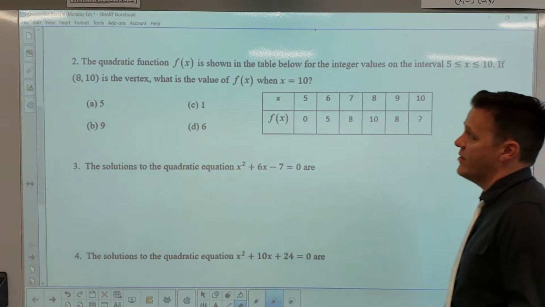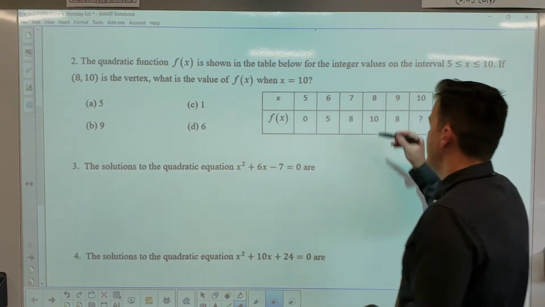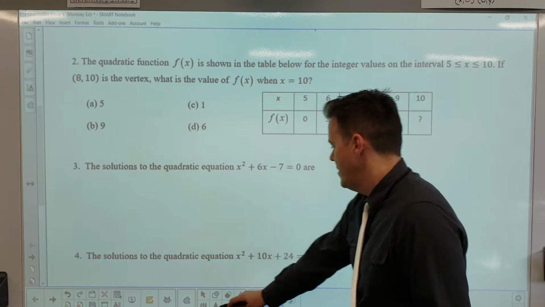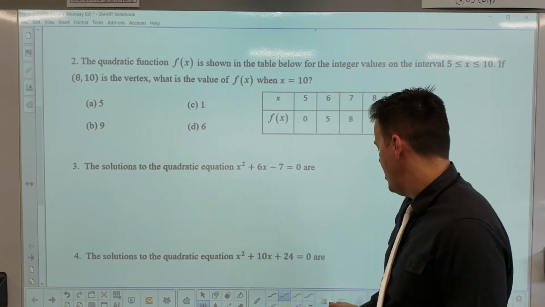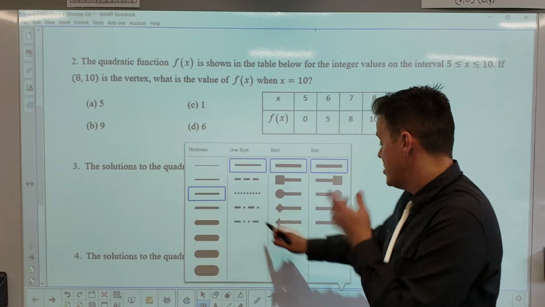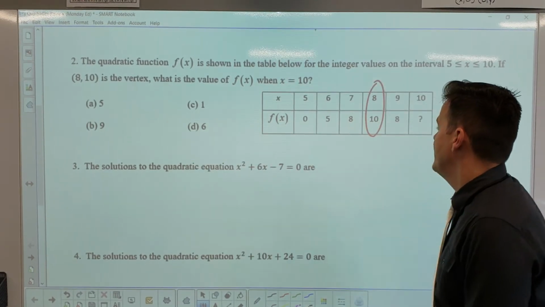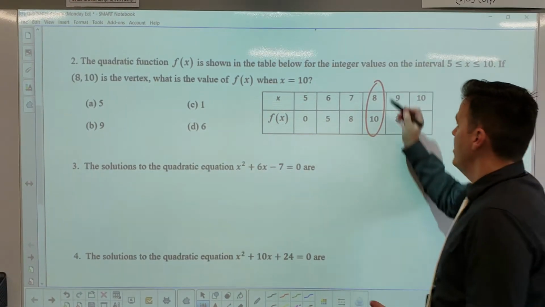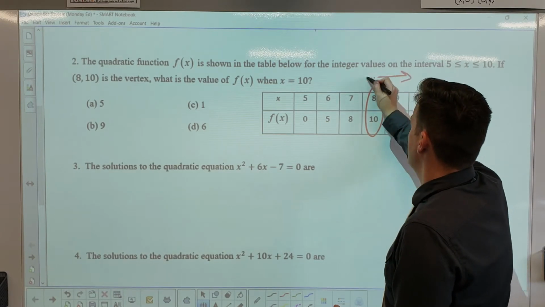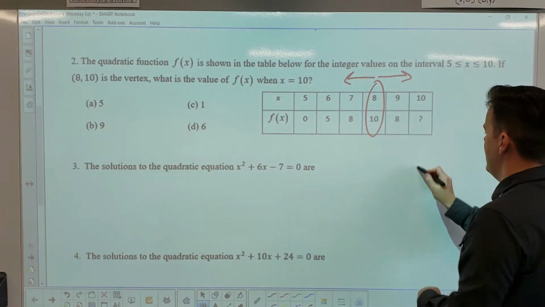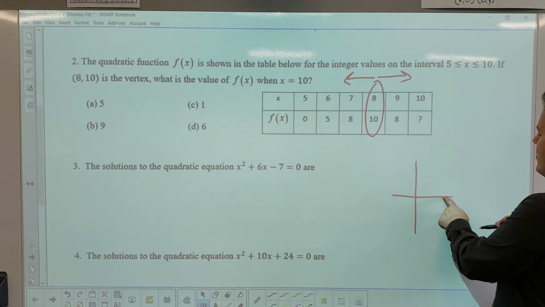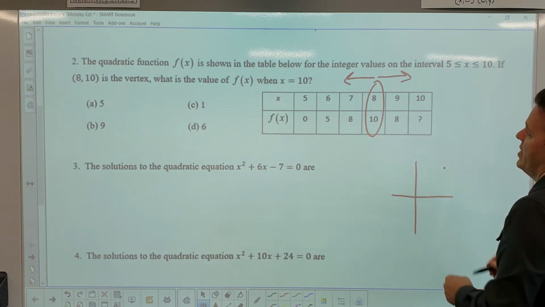Number two, the quadratic function, okay? It talks about this being your vertex. With this point here being your vertex, you need to make sure you understand your vertex is 8, 10. So what it talks about is a vertex, you remember, okay, if it's 8, 10 on my function, I'd be 8 over, 10 up, I'd be right about here.